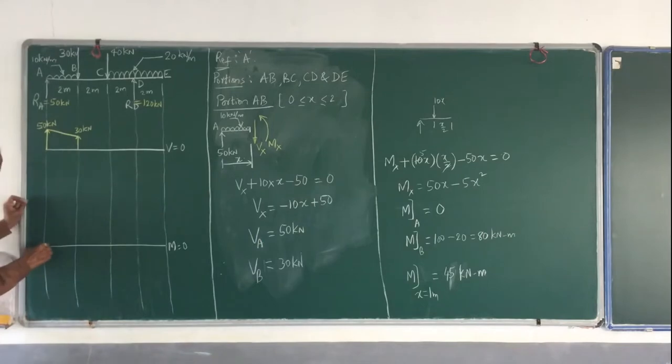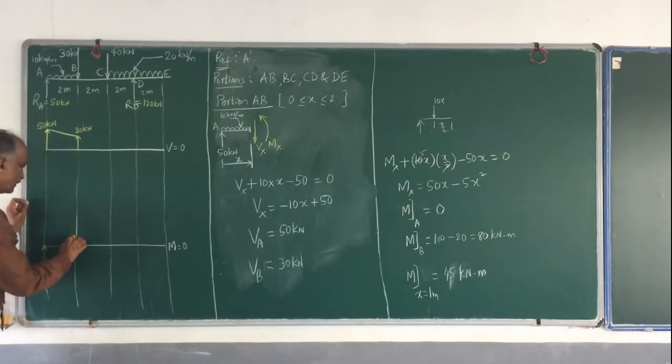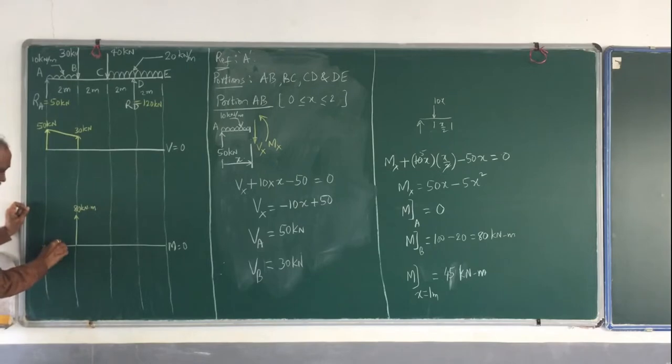So at this end it is 0, the bending moment, and at B it is plus 80. So this is 80 kilonewton meter, and at the middle it is 45. Please remember, this is 80, it is more than half. This is more than half. So this value is 45 kilonewton meter. Okay, so now it is going.